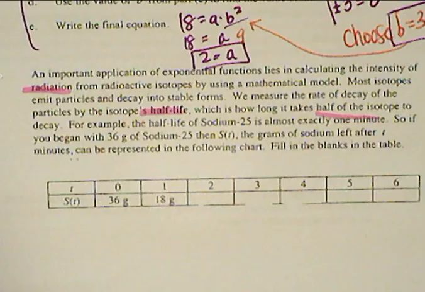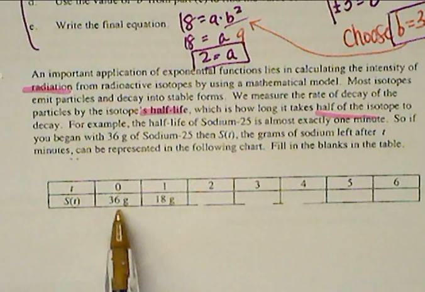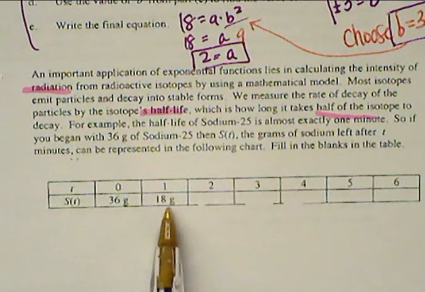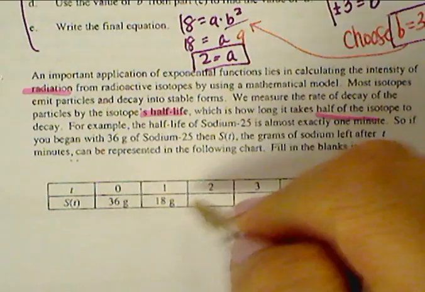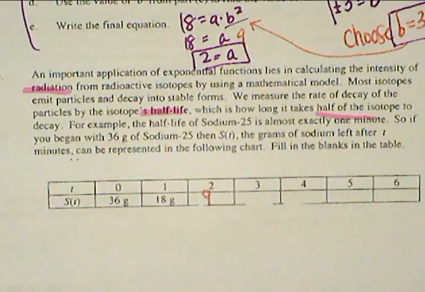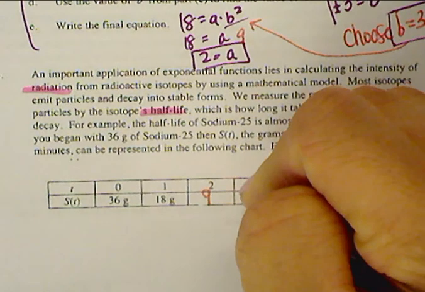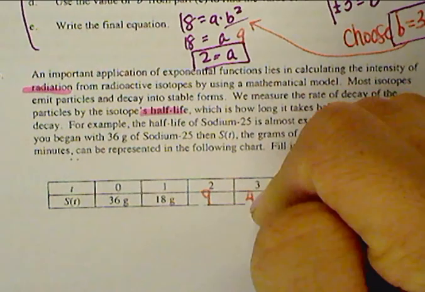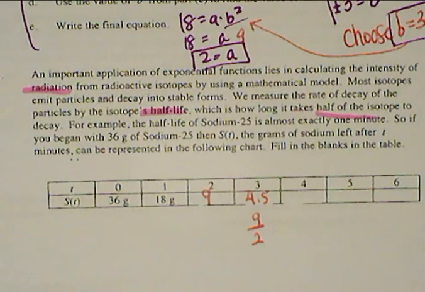Let's fill it out. We started off at time 0 with 36 grams. After 1 minute, how much is left? 18 grams, because the half-life, which means how long it takes to get to half, is 1 minute. In 2 minutes, how much is left? Half of that, 9. After 3 minutes, how much is left? 1.5. Or as a fraction, we could say 9 over 2, right? No, it's 1.5. What's half of 9 over 2?